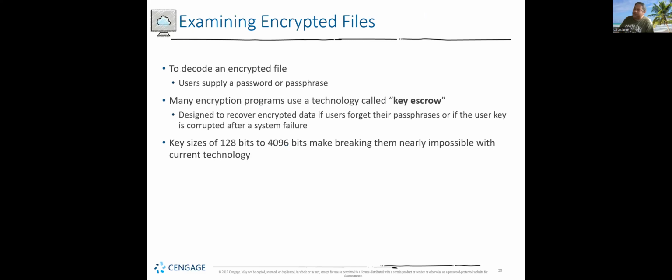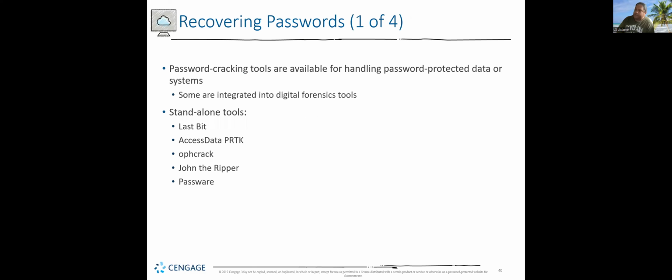Examining encrypted files. To decode an encrypted file, users apply a password or passphrase. Many encryption programs use a technique called key escrow, designed to recover encrypted data if users forget their passphrases or if the user's key is corrupted after a system failure. Key sizes of 128 bits and 4096 bits make breaking them nearly impossible with current technology. It was about 3 years ago. Maybe things have changed, who knows? Well, 4 years ago now, right? We're in 2023. These slides are from 2019, guys, so things have changed.